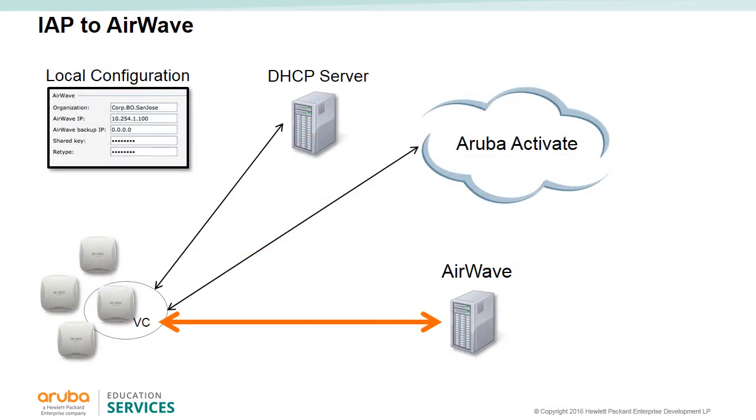To direct your IAP cluster to an Airwave server, you have three methods. Local: a local configuration is where the Airwave IP, key, and organization are configured.